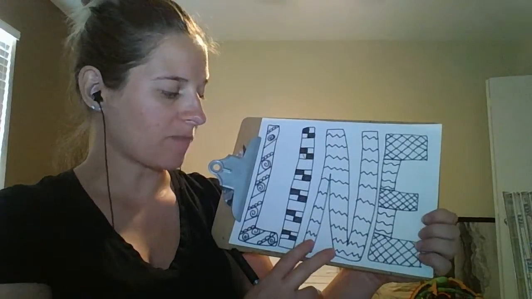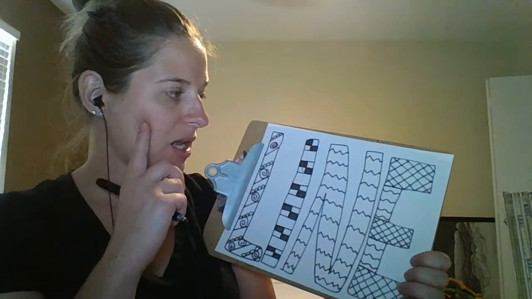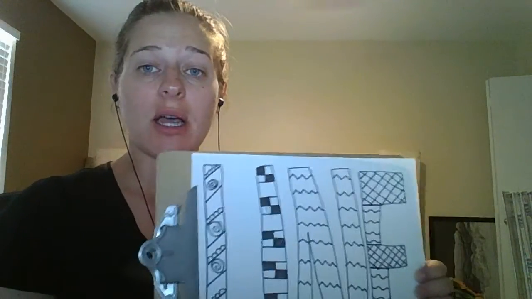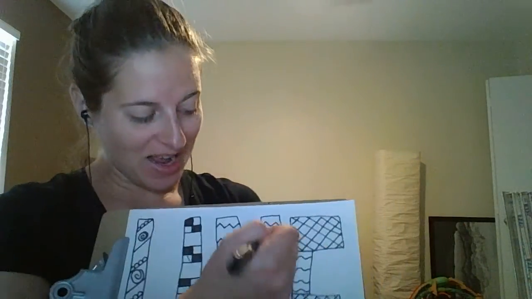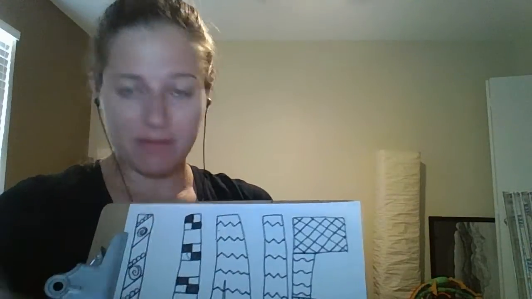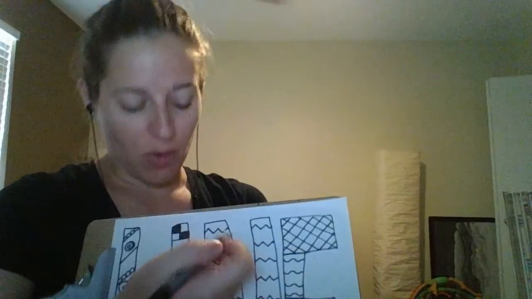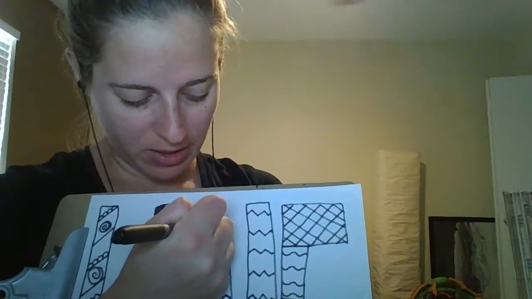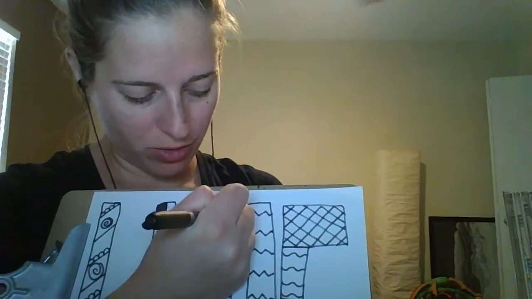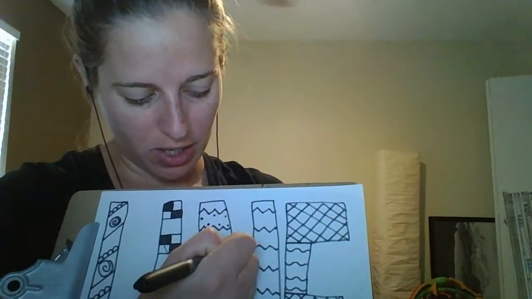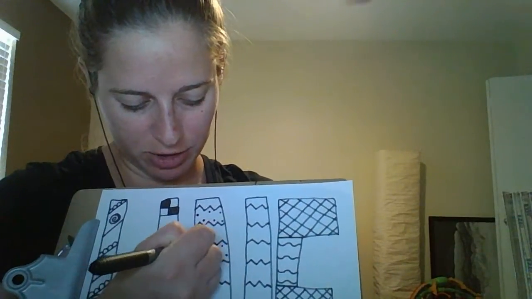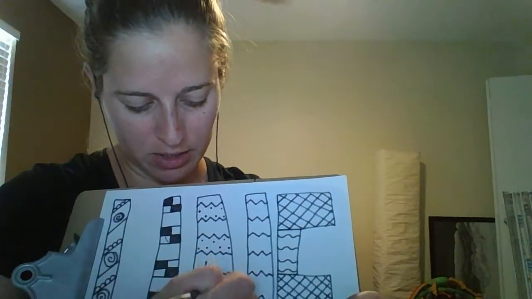So I'm going to jazz up my N a little bit. I think I'm just going to add some dots. So dots are like the original line, right? A line is a dot that went for a walk. So I'm just going to make a couple dots in every other part of my N, just to give it a little jazz, just to give it a little bit more design.